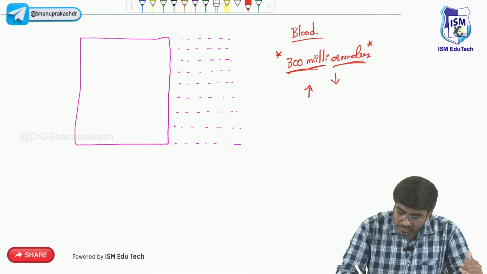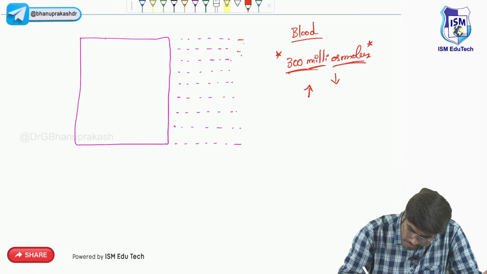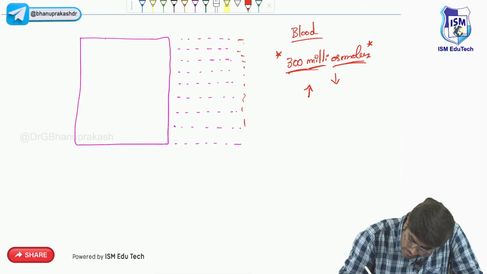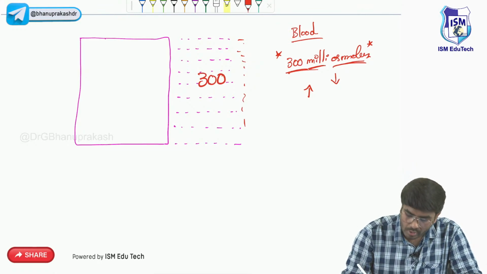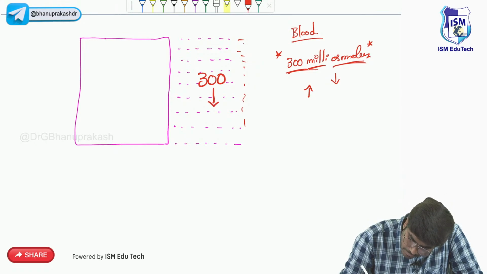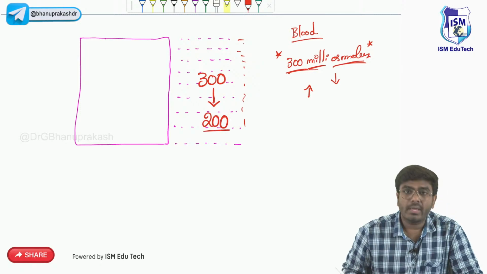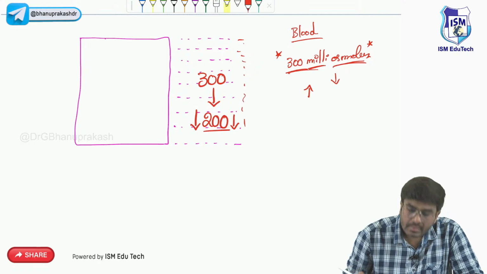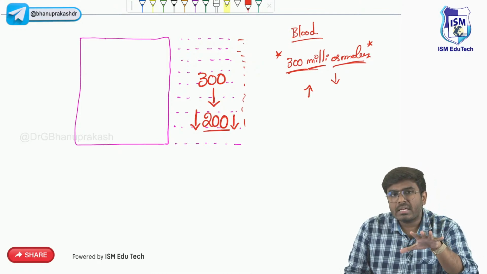So from 300, this is extracellular fluid, right? This is all extracellular fluid. Now osmolarity here, normally, is 300. How much will it become? Now it will come down to 200. Now osmolarity here is decreasing. Now you are decreasing the osmolarity.